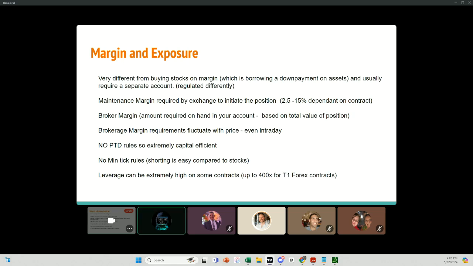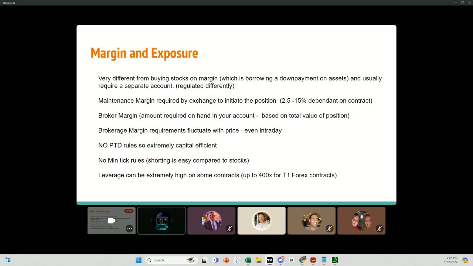So I've got a worked example of that so you can see what that looks like. There are no pattern day trading rules, so it's extremely capital efficient. You can be trading micro Nasdaq for as little as $2,000, I think. So it's extremely capital efficient, and with that $2,000 you'd be taking position sizes of about $30,000.